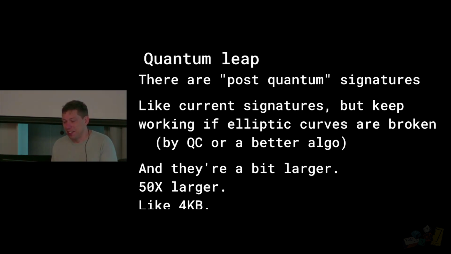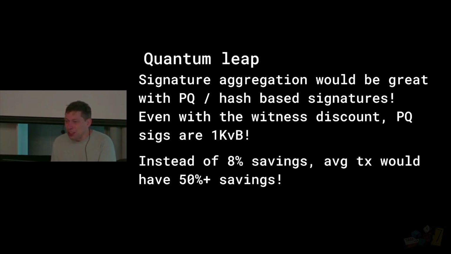Well, you're down to 2% of the throughput rate that you had. If people thought 1 megabyte blocks were small, now you've got something like 50K or less. Yeah, so 20K. You're really restricted in how many transactions you can do, and that's really bad. So signature aggregation would be amazing if you can do it with post-quantum or hash-based signatures. Even with the witness discount, these things are going to be 1 kilo-vbyte, and instead of 8% savings, even a transaction with just 2 inputs would have something like 50% savings. With 3 inputs, you're getting 60-something percent. So very large savings in terms of how many vbytes you're saving.